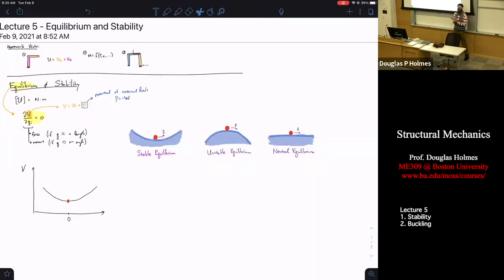No one remembers? Come on. This has got to ring some bells. Take the second derivative. Yes, perfect. Thank you. Second derivative. The sign of that second derivative tells you whether or not this thing is curved this way or curved the other way.